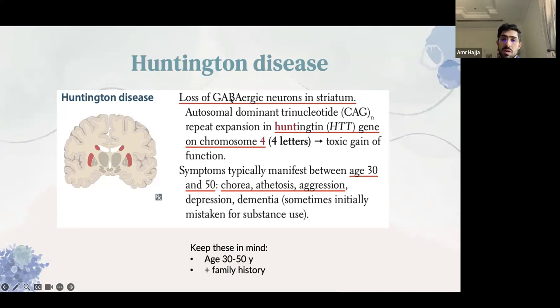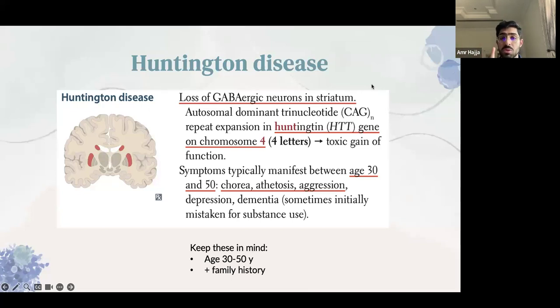So as a result of loss of GABAergic neurons, there will be less inhibition, which means that there will be more movements, which is basically characterized by chorea, athetosis, and sometimes these patients might have aggression and abnormal behavior. So in some of the questions, they might not focus on the chorea movements. However, they might focus on aggression and abnormal, disrespectful behavior, which basically indicates Huntington disease.